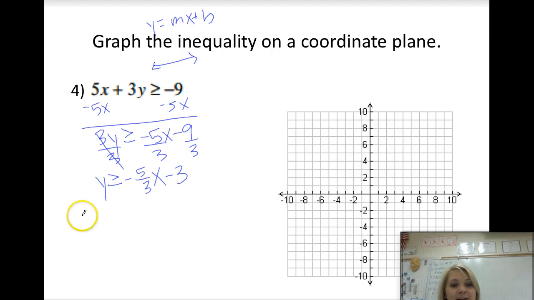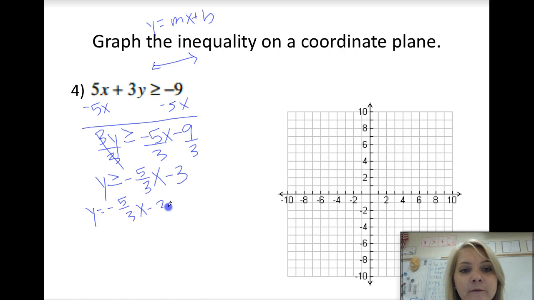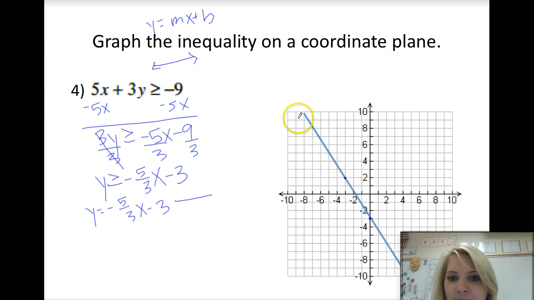So we're graphing it as the line y equals negative 5/3 x minus 3, and we're going to graph it with a solid line to connect our ordered pairs since we have a greater than or equal to or a less than or equal to inequality sign. So we have a y-intercept at negative 3, then we can go down 5 units to the right 3, or we can go up 5 units to the left 3. Connect it once again with the solid line.